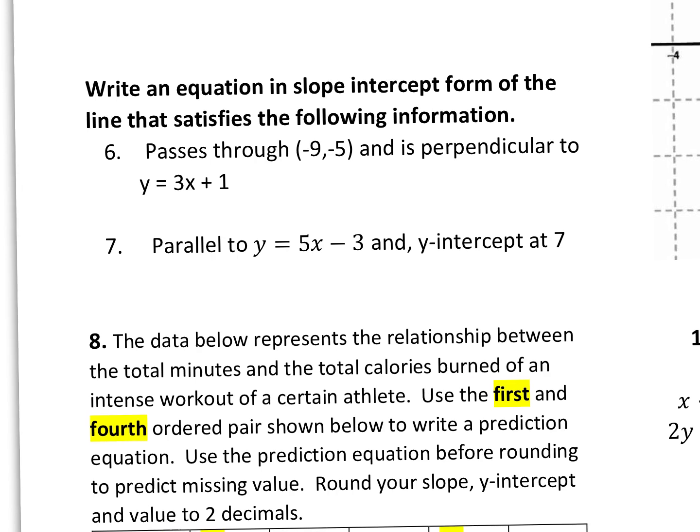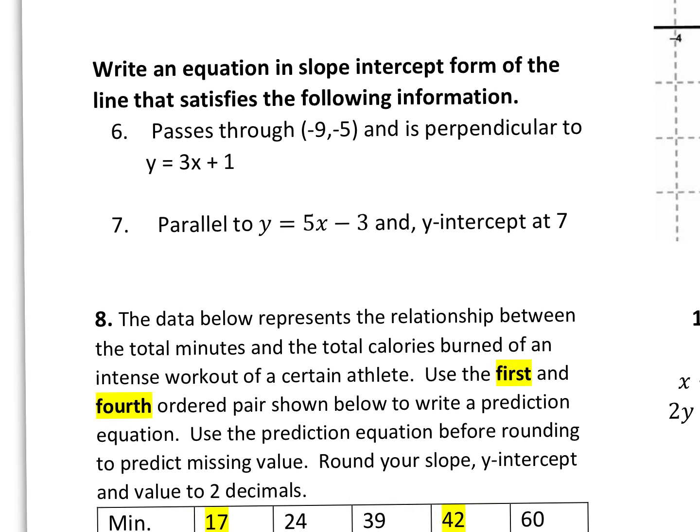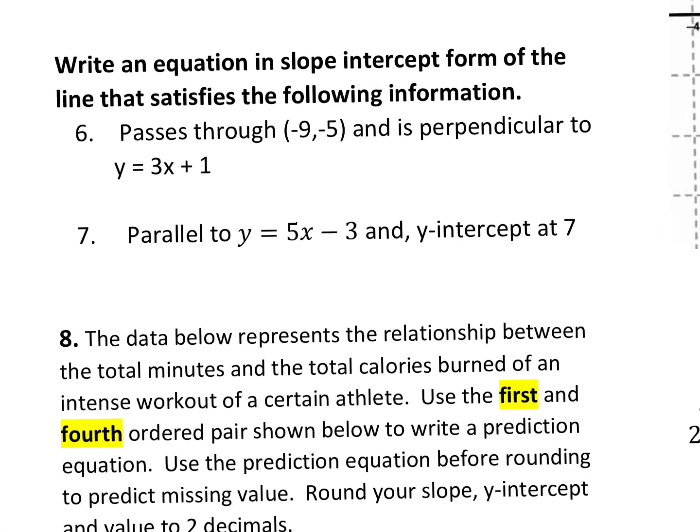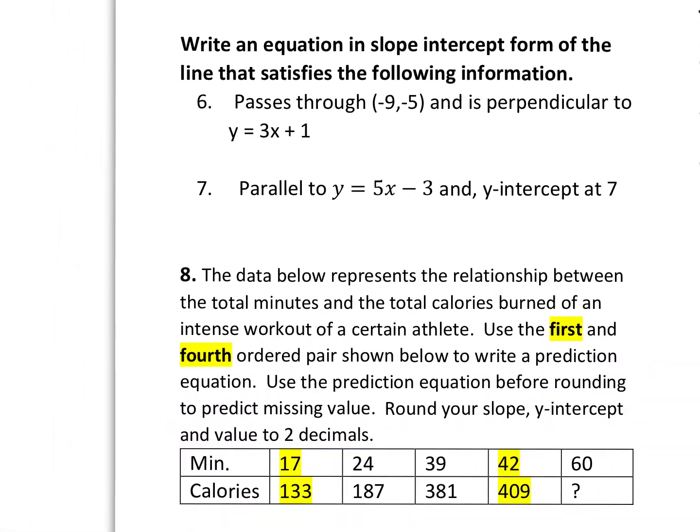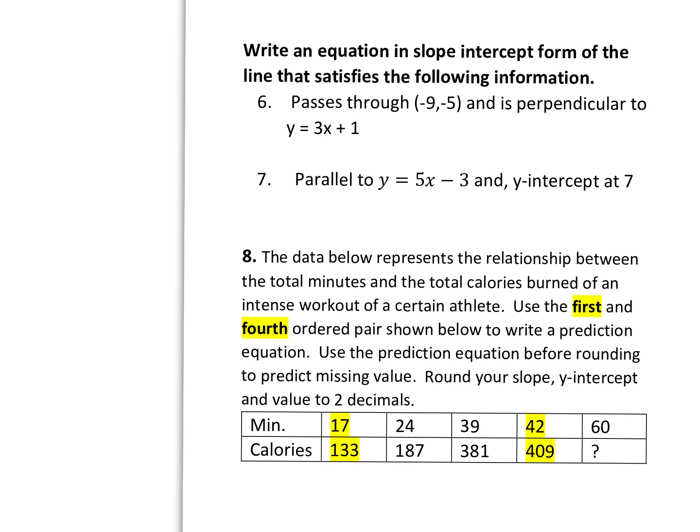What else? Write an equation in slope-intercept form of the line that passes through the following information. Okay, so this is a good one because it's Algebra 1 stuff. What do I give you? I give you a point, x1, y1, and I also indirectly give you a slope because I tell you that your line is perpendicular to this line.